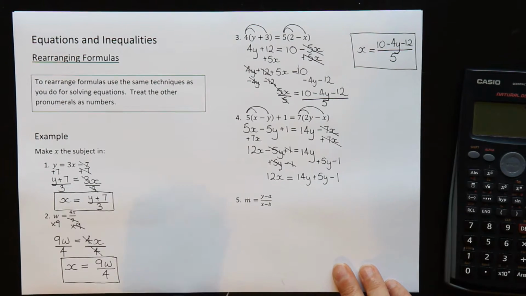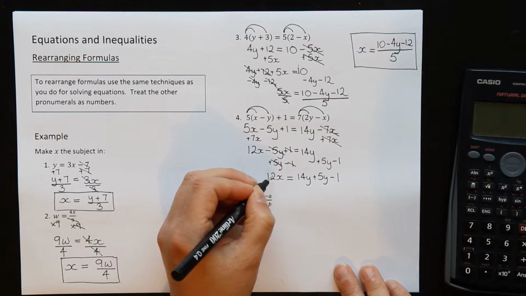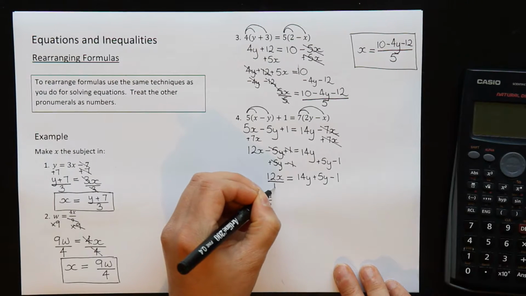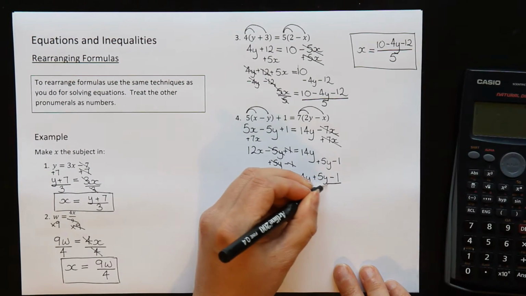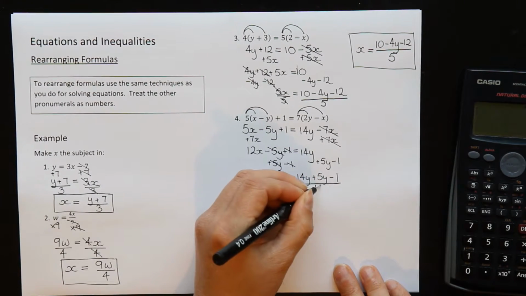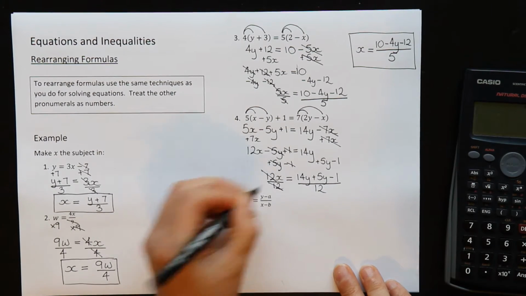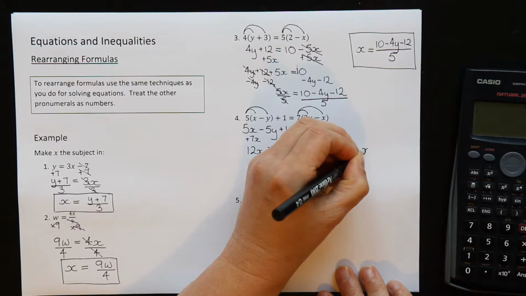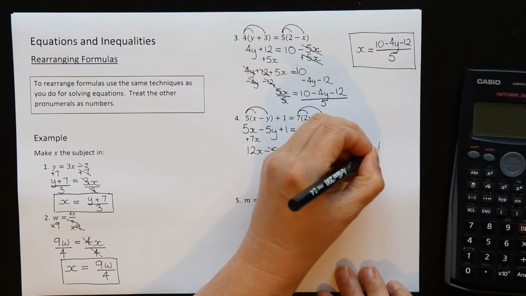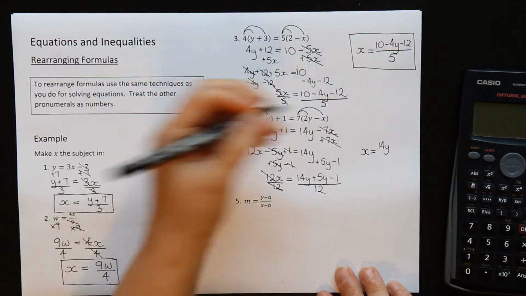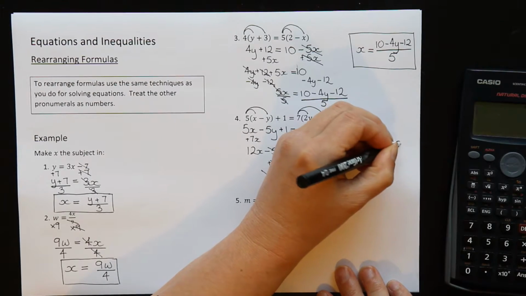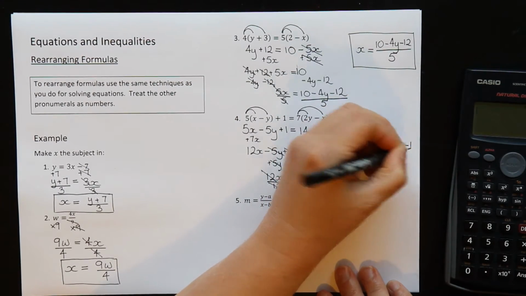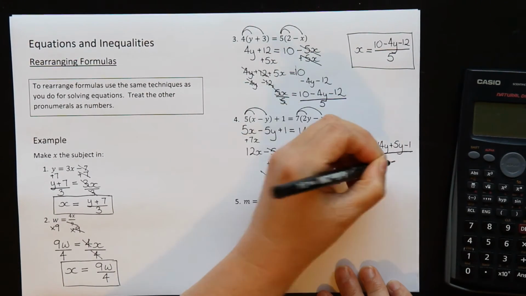I'm nearly there. All I need to do is get rid of this 12. So I divide by 12, divide all that by 12, and x is by itself. So I'll write my answer over here again. X is equal to 14y plus 5y minus 1 all over 12.